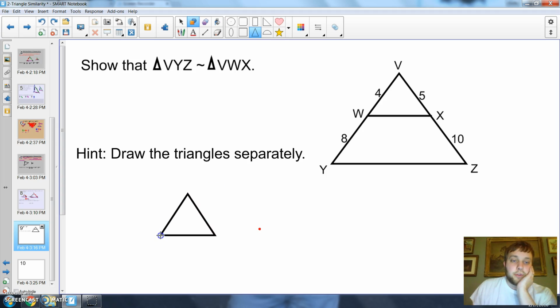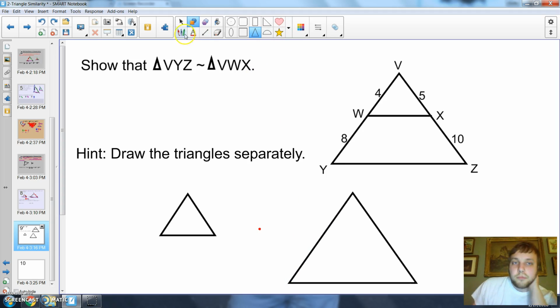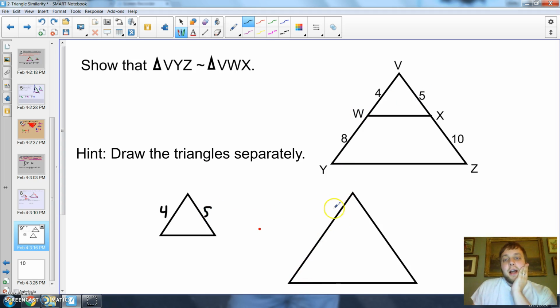So there's the first triangle, here's the second one. Now we know this one has sides 4 and 5. And this one, it's not 8, it's 8 and 4. It's 8 plus 4, so 8 plus 4 is 12. So I know this length is 12. And 5 plus 10 is 15 over here. Do I know anything else?